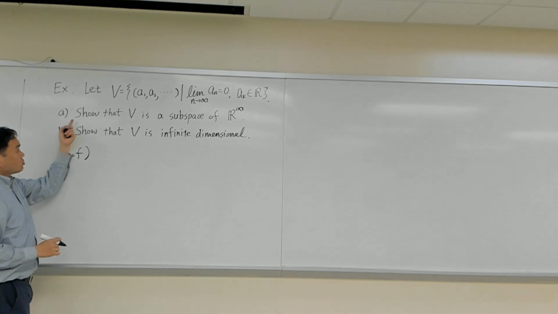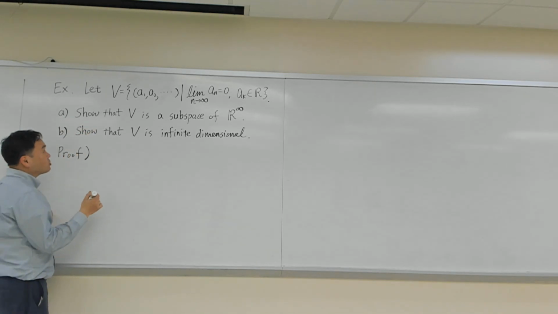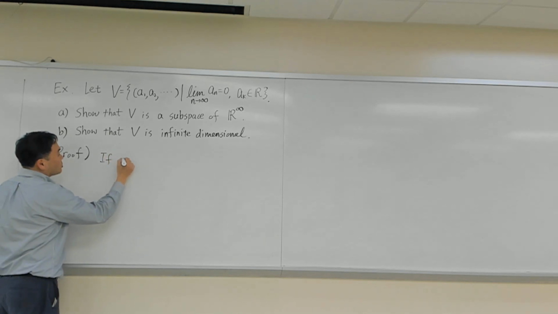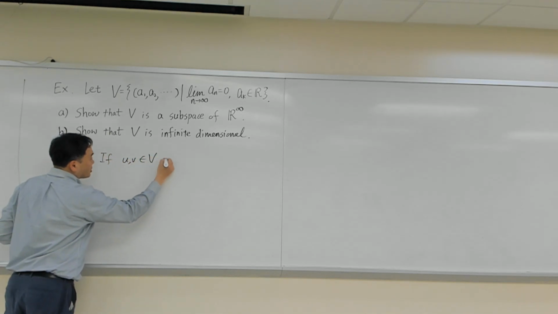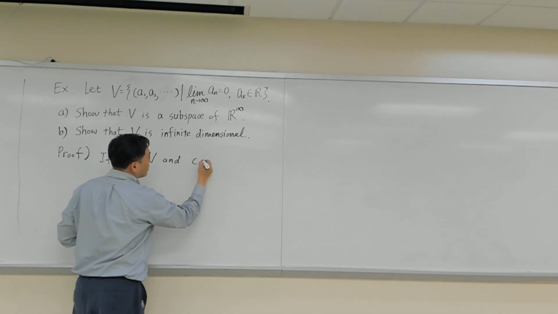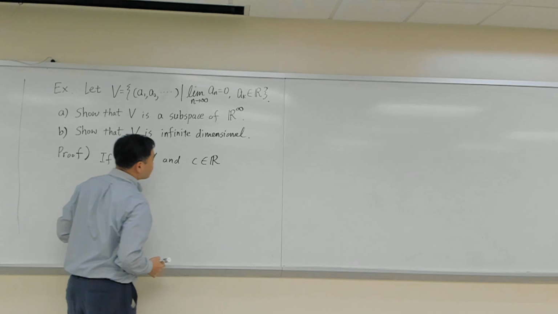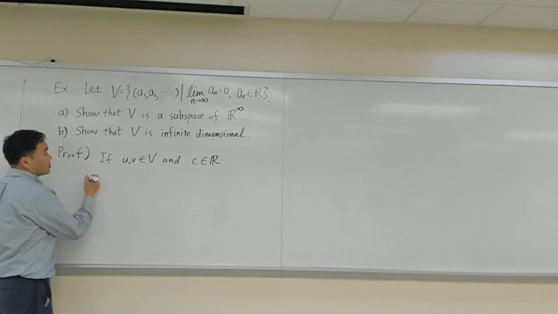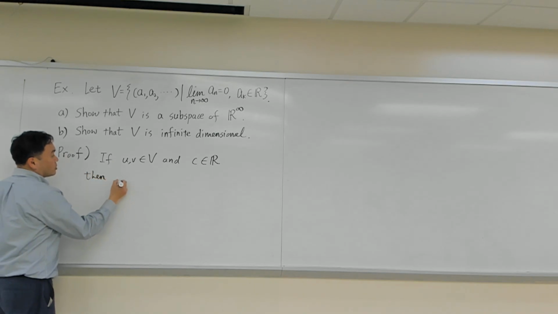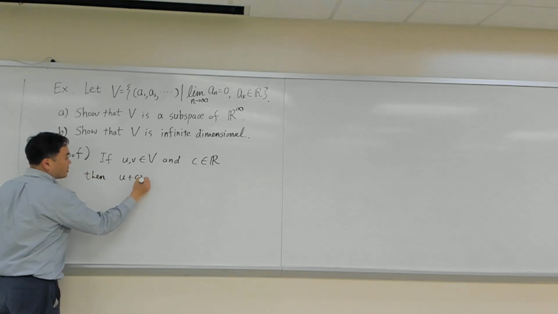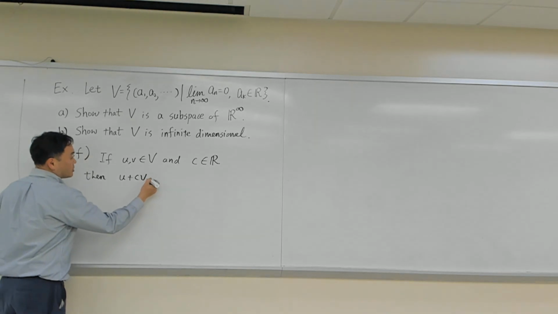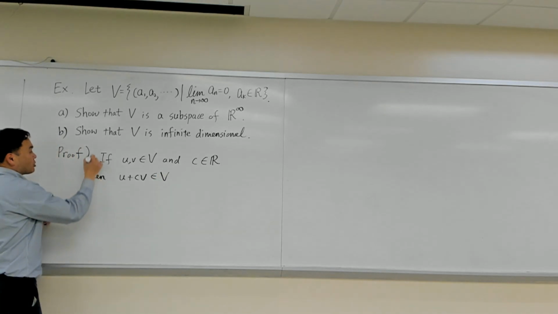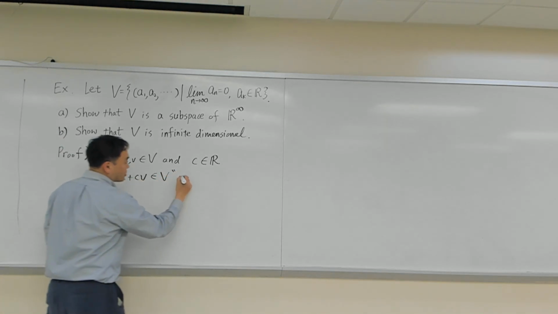Now, to show that V is a subspace of R infinity, we're going to use the property that if U, V is in V and C is in R, then U plus CV is in V. Okay, so that's what we want to prove. This is our claim.